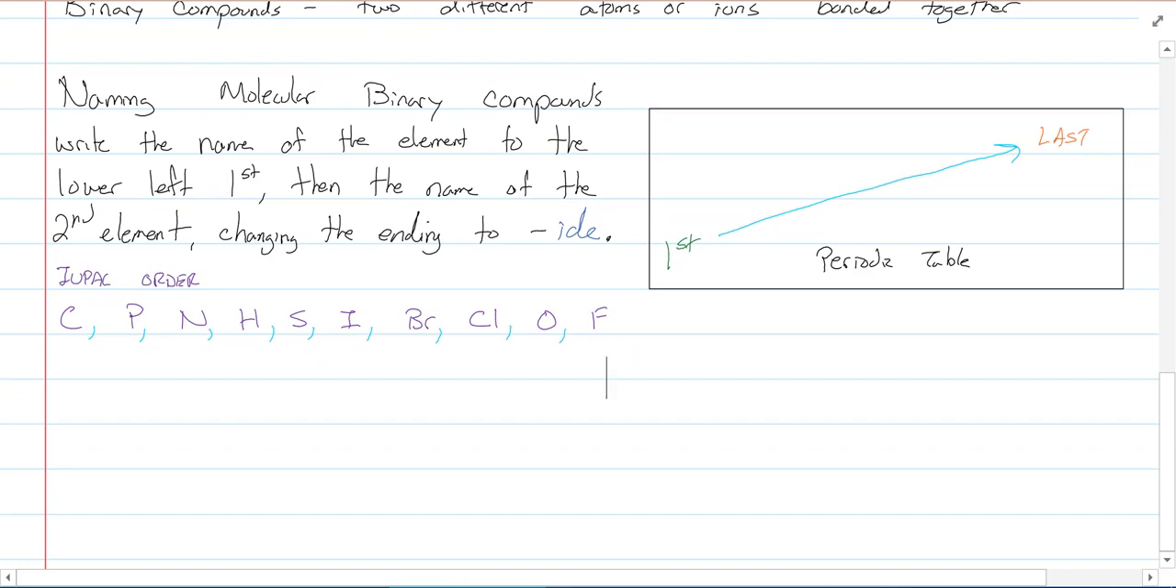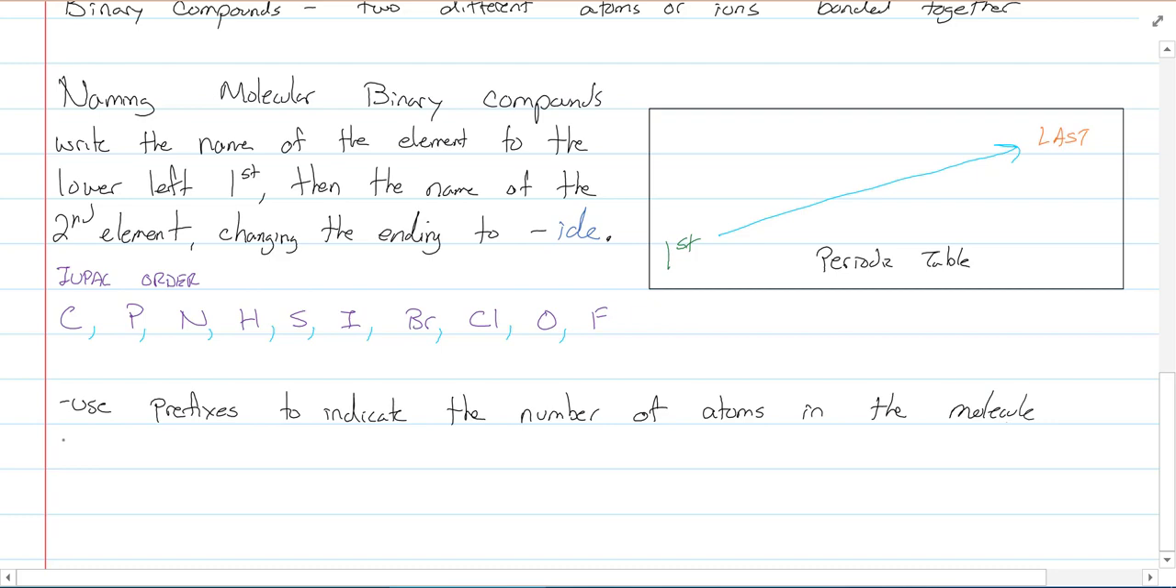Okay, so when we are naming these, we will use prefixes to indicate the number of atoms in the molecule.